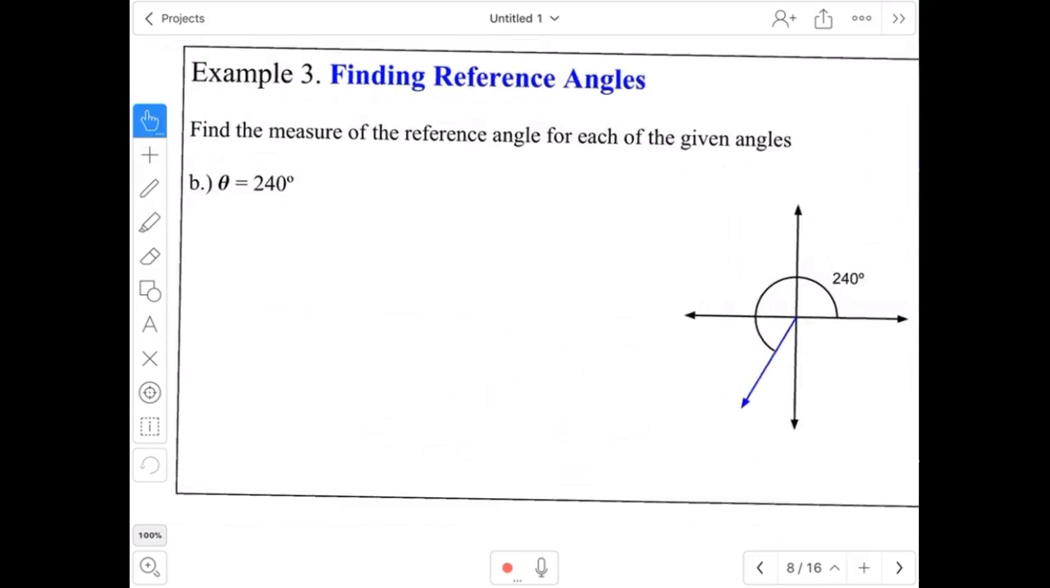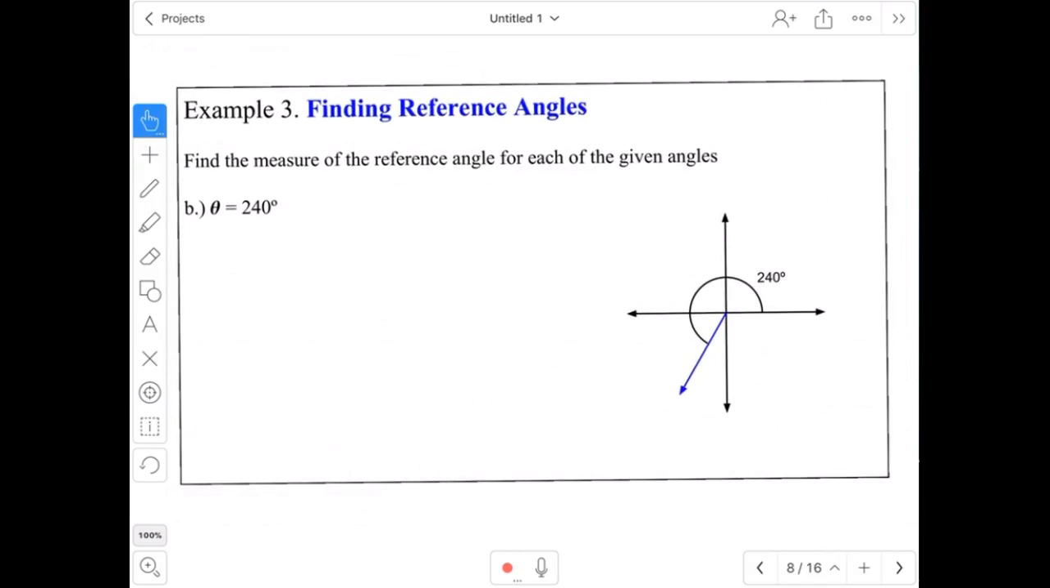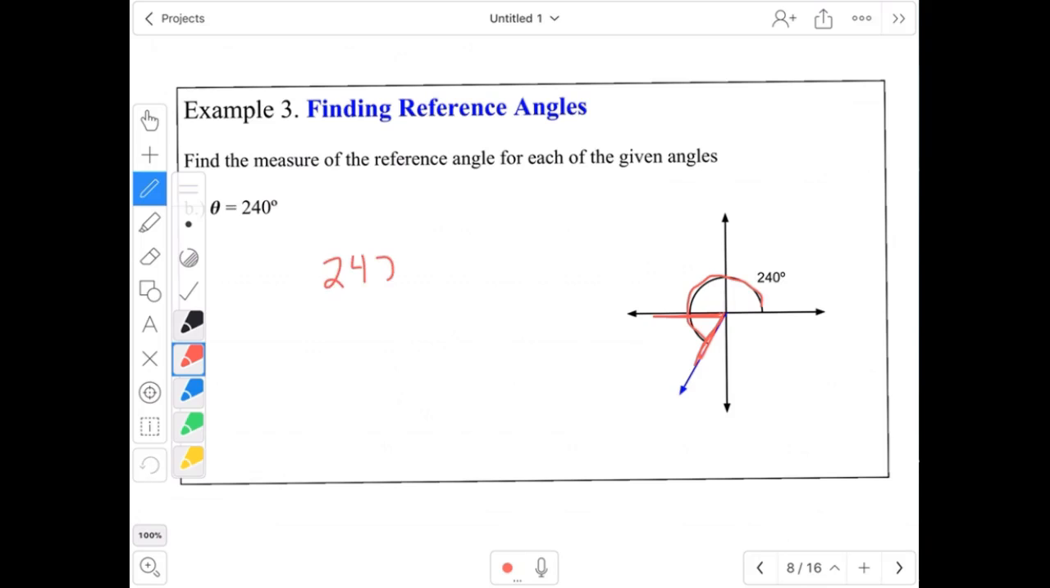Next. Now here you might notice how it goes past that 180 degree mark. However, I'm still going to use that 180 degrees as my reference because that part that I just highlighted in red, that will be my reference angle. So in order to find out what that angle would be, I would take 240 minus 180. So we'll get 60 degrees.